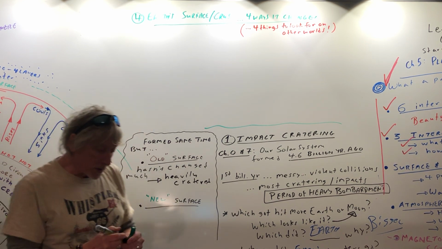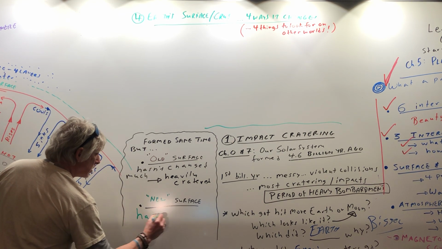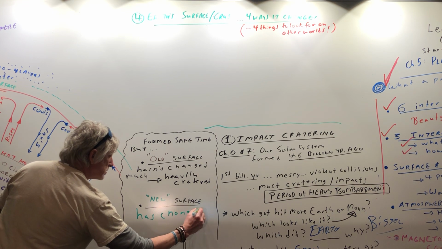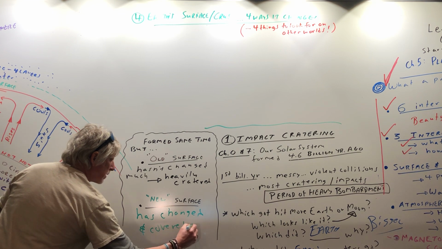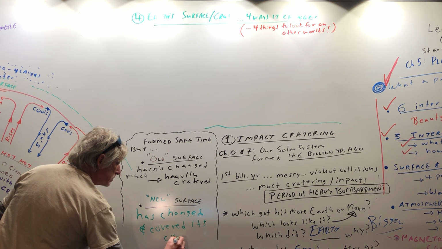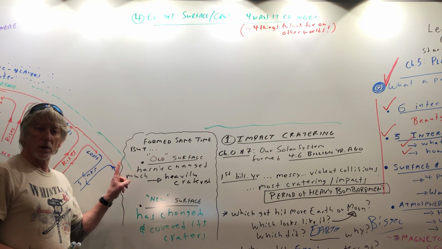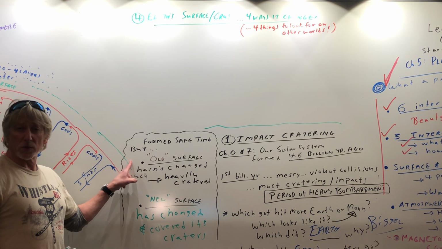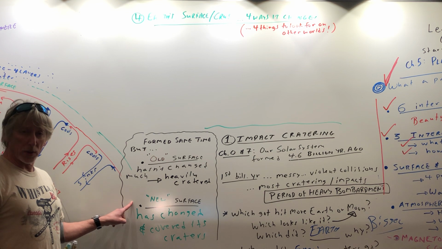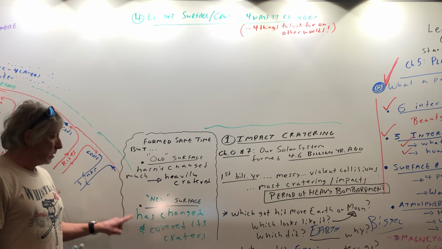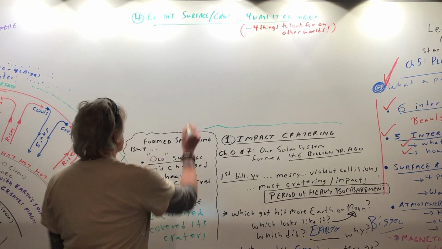Now a new surface has changed and covered its craters. Pause and think. What's your first example of this? And your first example of this? Pause. What you guess? Moon, Earth. Okay. So, what are the ways we can change?